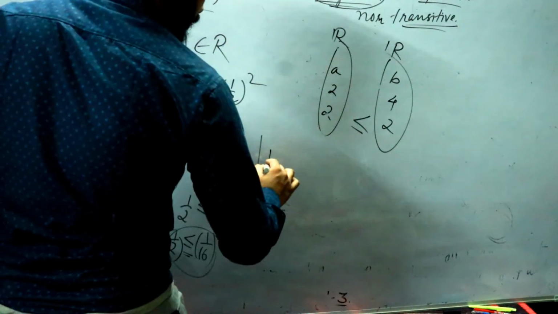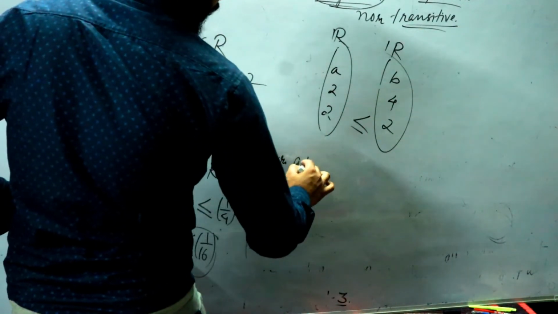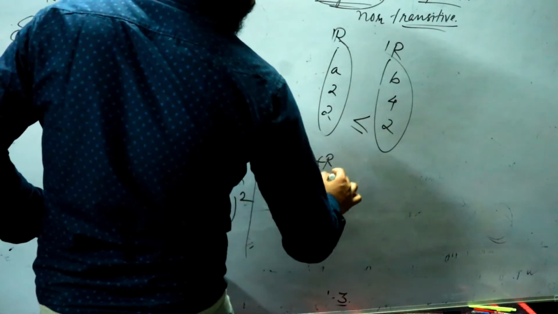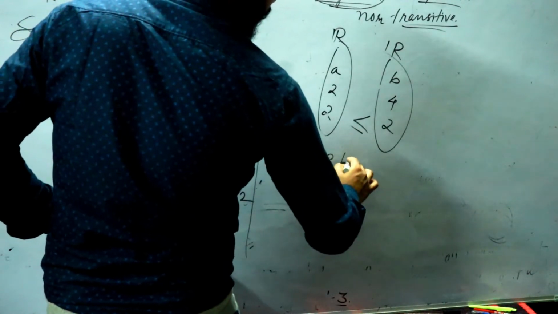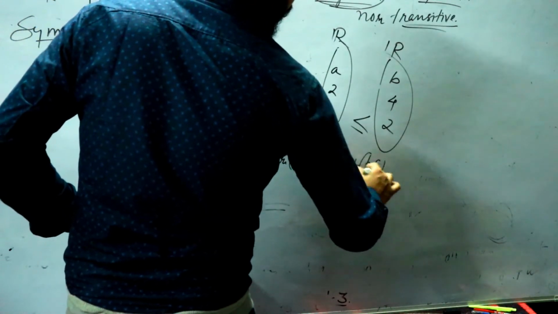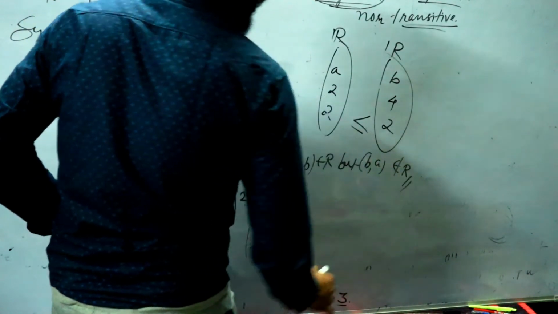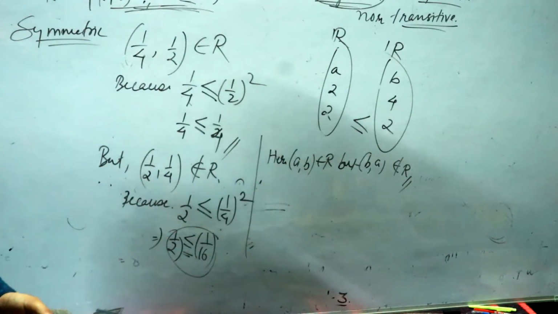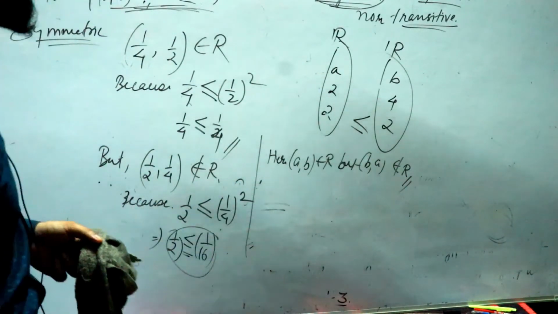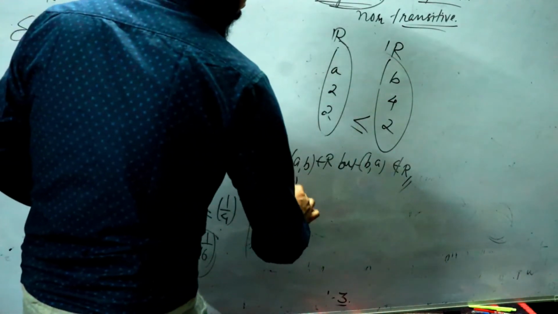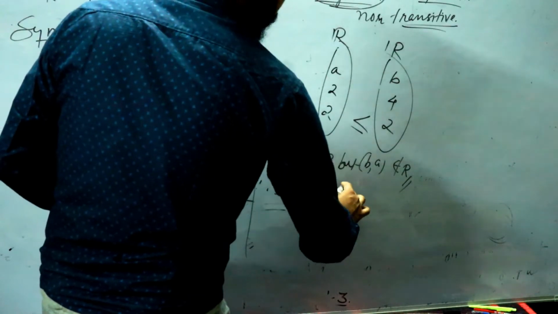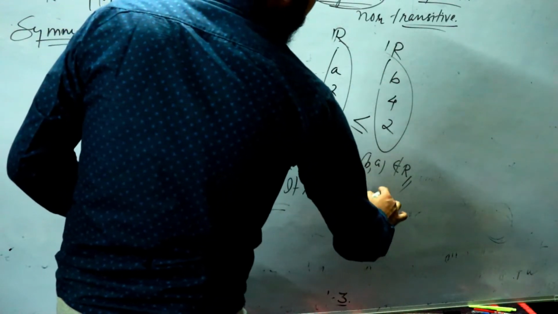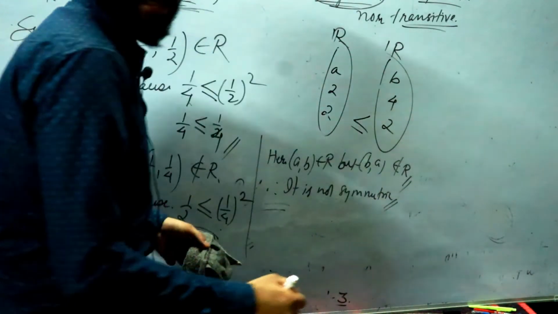So here, very simple: A comma B belongs to the relation, but B comma A does not belong to the relation, and hence we can say that it is not symmetric also. So symmetry we have solved. Therefore, it is not symmetric. I hope that's pretty clear, my dear.